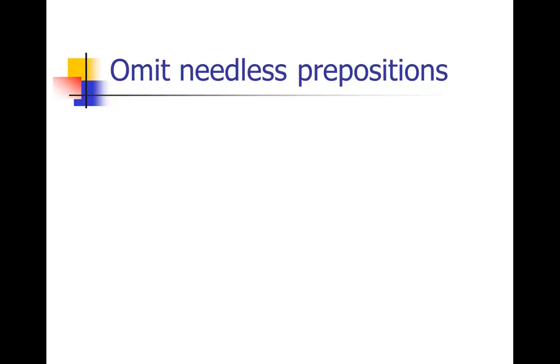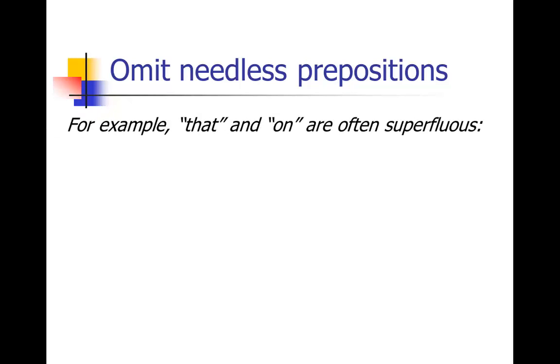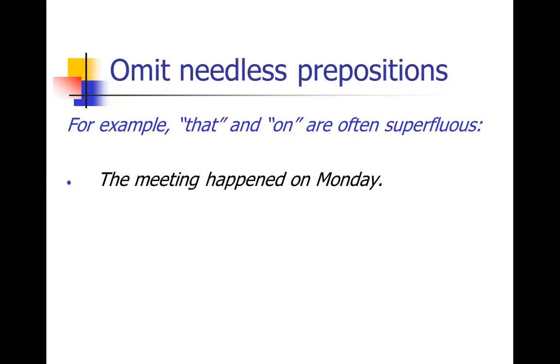And then finally, another kind of small thing that you can omit, but I want you to start paying attention for, are needless prepositions. A lot of times, words like that and on are completely unnecessary. And when you have to get your word count down, here's a good place to strip some extra words. So for example, the meeting happened on Monday. Well, actually that on is unnecessary. You could just say the meeting happened Monday.